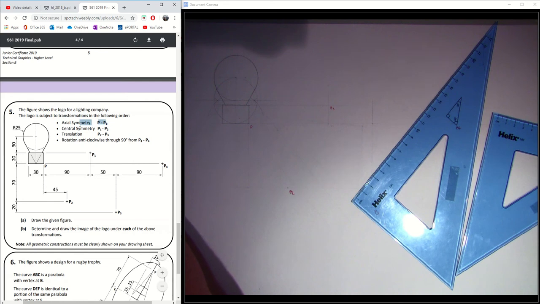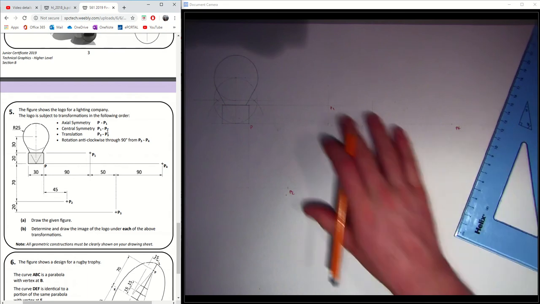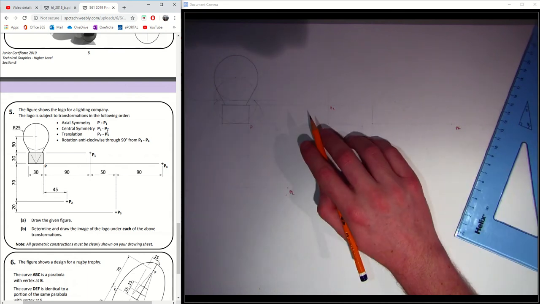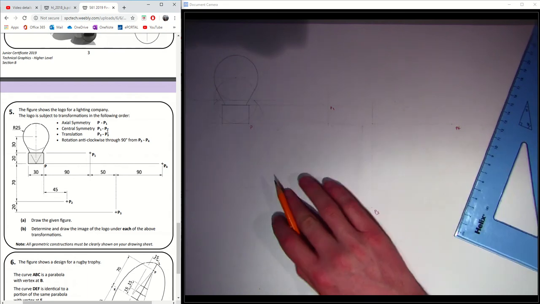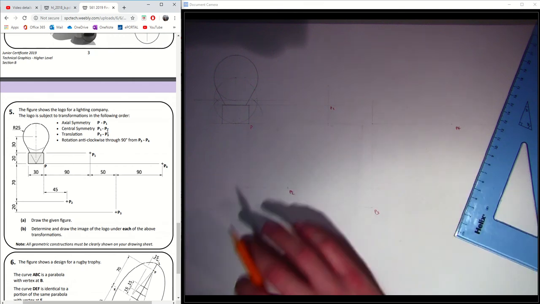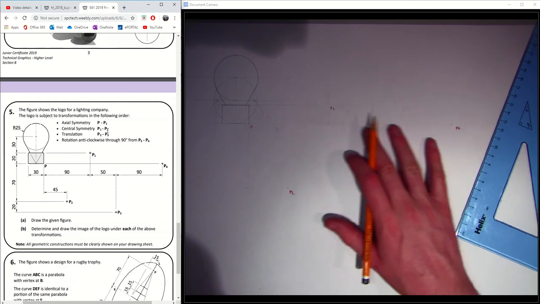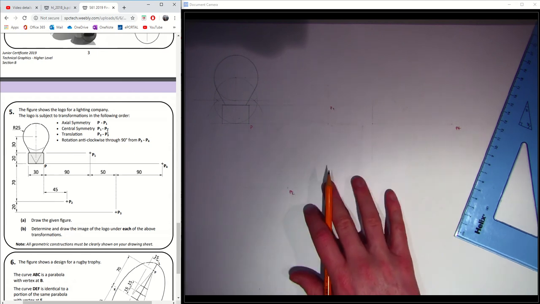So from P to P1, axial symmetry. P1 to P2 was central symmetry. P2 to P3 was translation, and finally a rotation anti-clockwise through 90 degrees from P3 to P4. Now, just to save time on the video, I have the question set up. I've drawn the logo and labelled my points P, P1, P2, P3 and P4, and I'm going to start the question from here. I'm presuming everyone is okay with getting as far as this in the question.